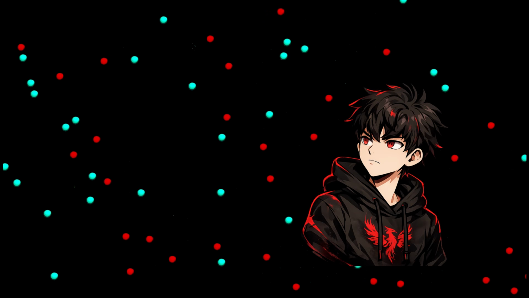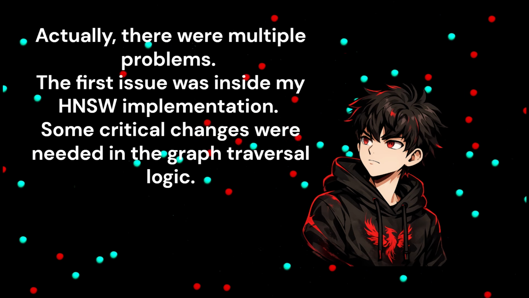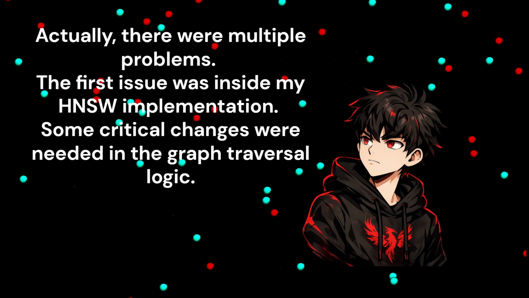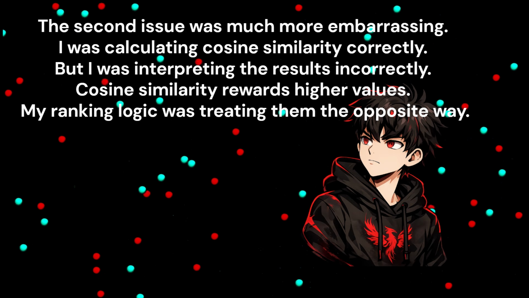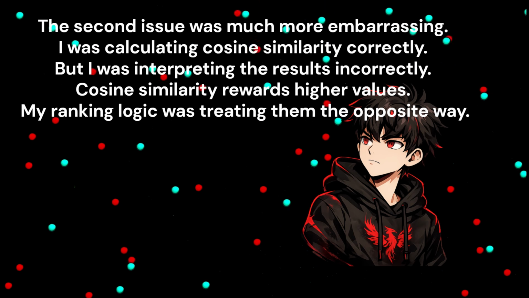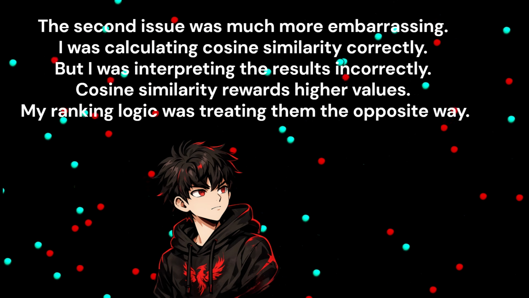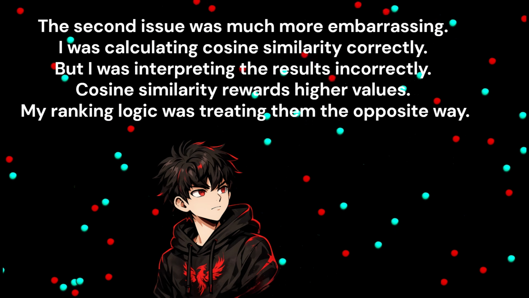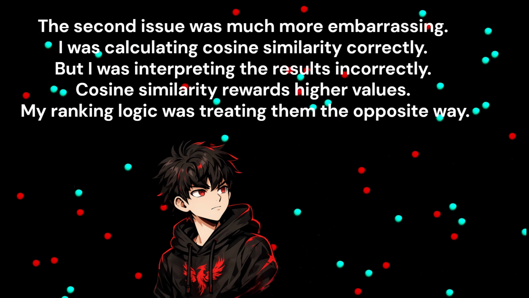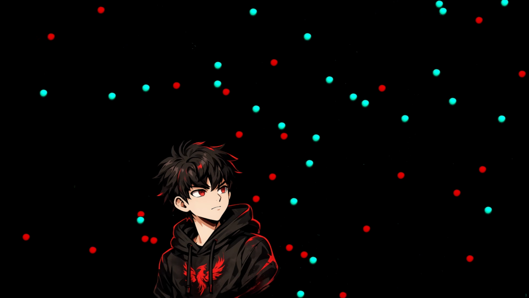After digging deeper, I finally found the problem. Actually, there were multiple problems. The first issue was inside my HNSW implementation. Some critical changes were needed in the graph traversal logic. The second issue was much more embarrassing. I was calculating cosine similarity correctly, but I was interpreting the result incorrectly. Cosine similarity rewards higher values. My ranking logic was treating them the opposite way, which meant I was effectively sorting some results in the wrong direction. So the retrieval system was doing exactly what I told it to do, just not what I intended it to do.